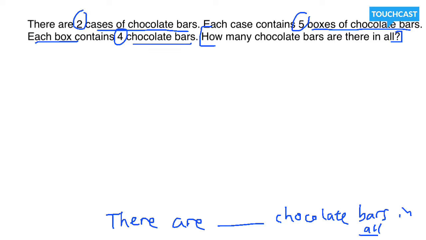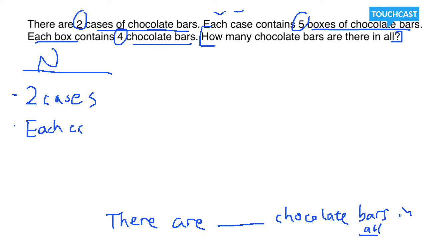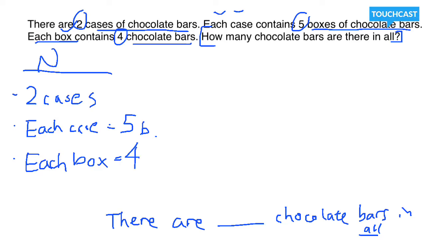Whatever I do, you do. Alright, notes. There are 2 cases. Each case contains 5 boxes, so each case equals 5 boxes, or 5B. Each box contains 4 chocolate bars, so each box equals 4 chocolate bars. So they're asking us for the total number of chocolate bars.